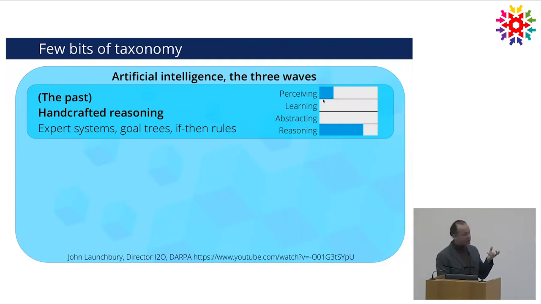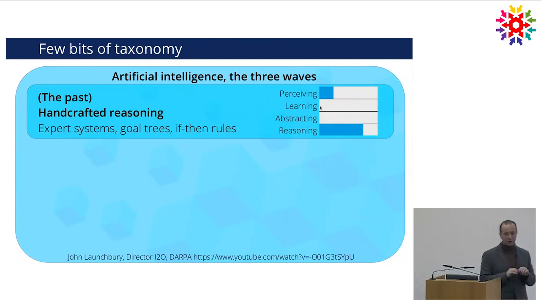So there was some kind of sensor. And the reasoning was essentially predetermined by the humans that were programming. So if some signal is bigger than this and the other signal is lower than that, then, okay, do this, and so on and so forth. And this was already programming robots that would do rather complex operations. It's also some kind of vision in some cases. But you see that learning and abstracting is zero. So the machines were not learning.